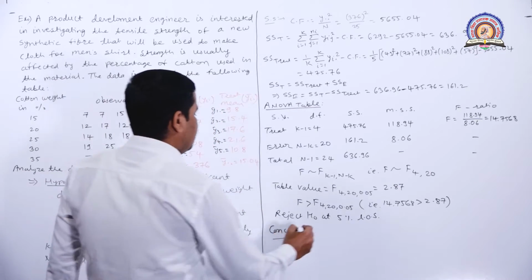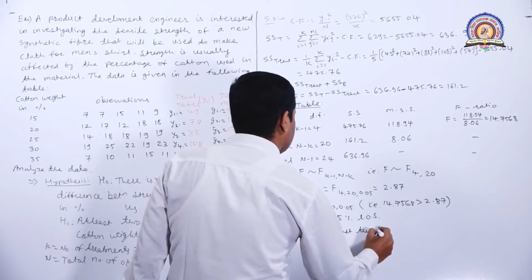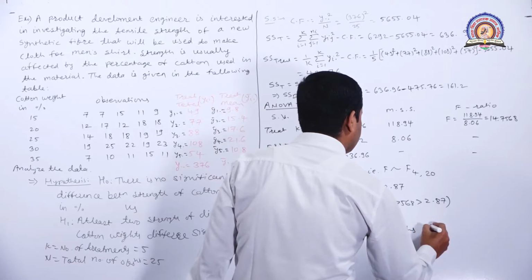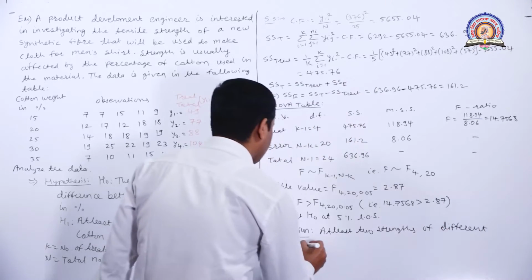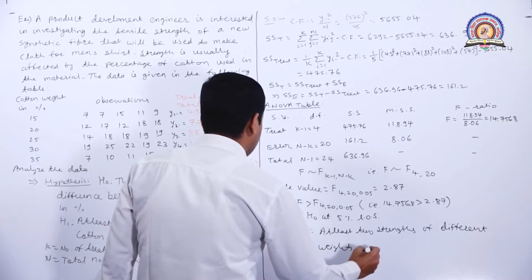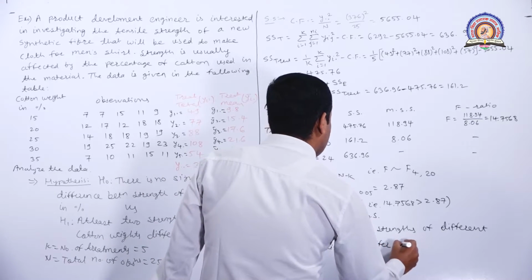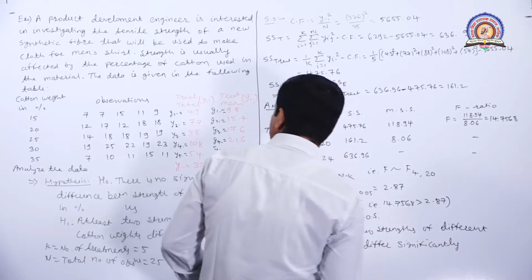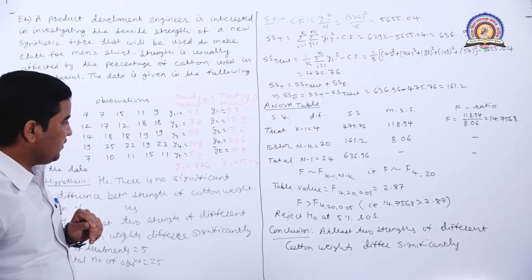Accepting H1 means our conclusion will be that at least two strengths of different cotton weights differ significantly. Means their average strength is not the same. The average strength of these 5 different elements is not the same, meaning there is a significant difference between at least 2 treatments.